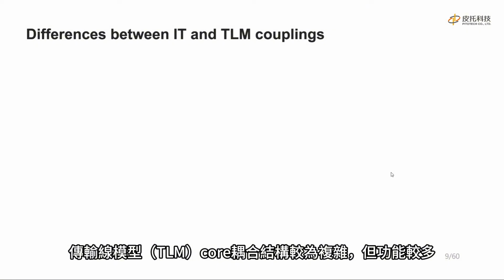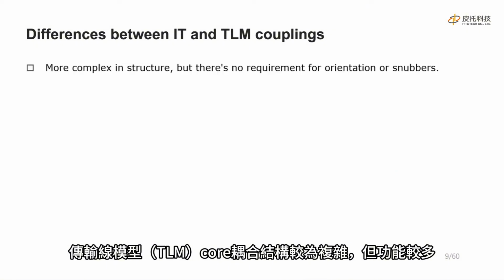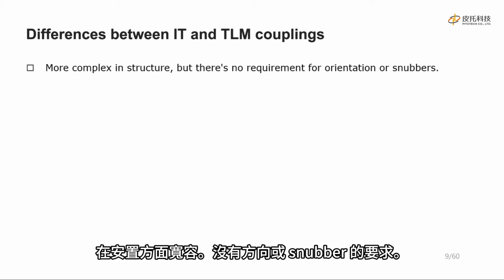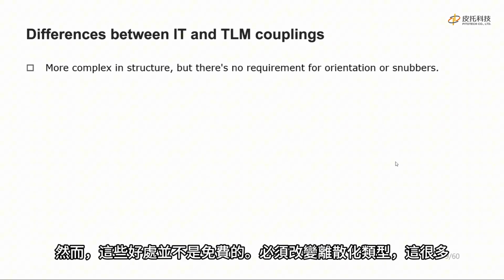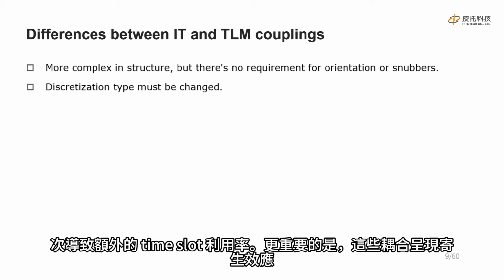The transmission line model or TLM core coupling is more complex in structure, but is much more forgiving in terms of placement. There's no requirement for orientation or snubbers. However, these benefits don't come for free. The discretization type must be changed, which many times results in extra time slot utilization.